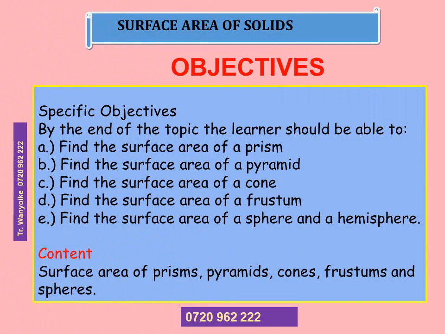Our objectives for this topic are as follows. 1. You should be able to find the surface area of a prism. 2. You should be able to find the surface area of a pyramid. 3. You should be able to find the surface area of a cone. 4. You should be able to find the surface area of a frustum. 5. You should find the surface area of a sphere and a hemisphere.